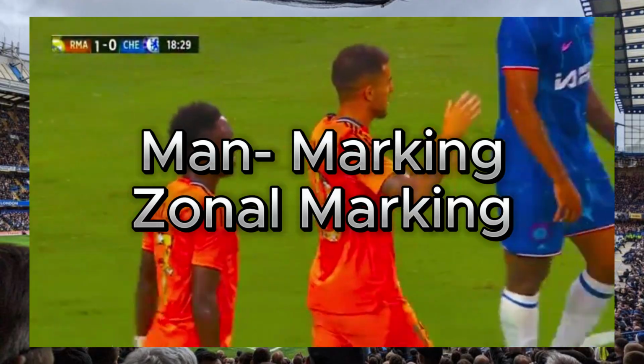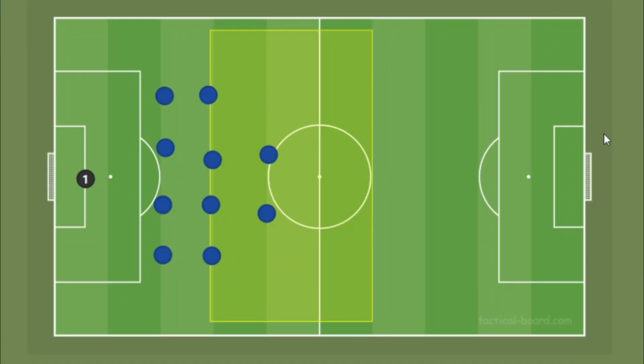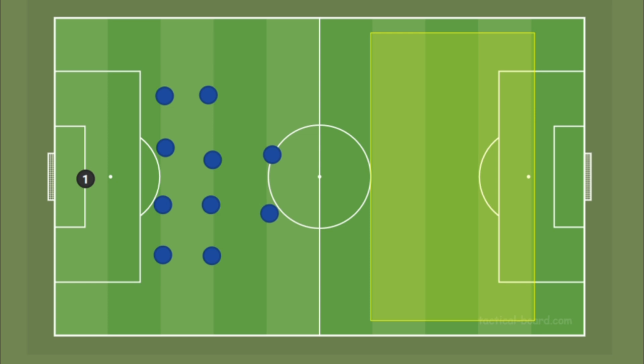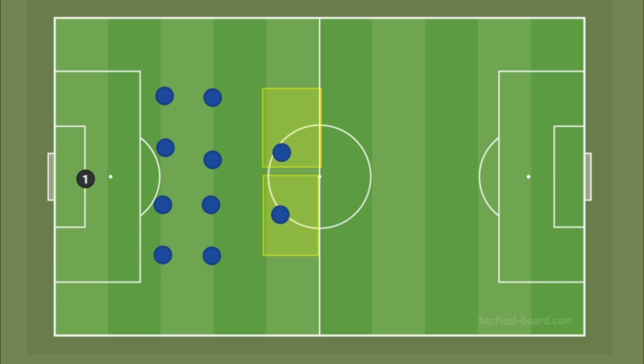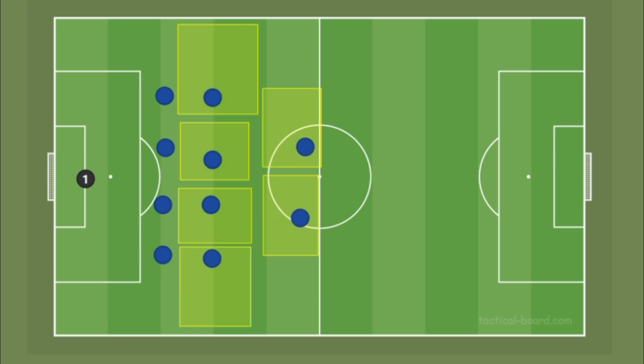So let's begin. The first structure that we need to understand is that the team usually has different structures in all the three phases of the pitch: the defensive third, the middle third, and the final third. Now we start with zonal marking. So in zonal marking, the players are actually distributed in zones. For example, the yellow boxes can show the zones which each player needs to occupy.